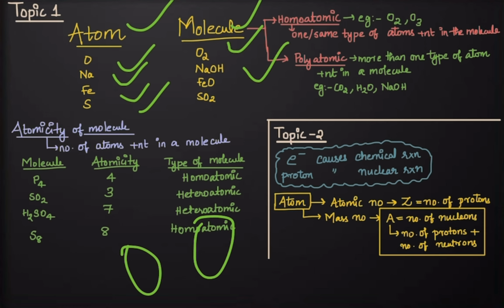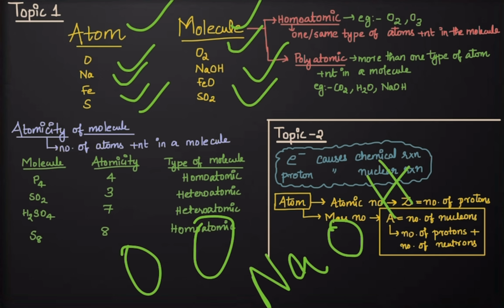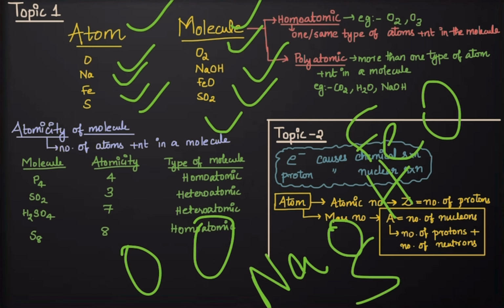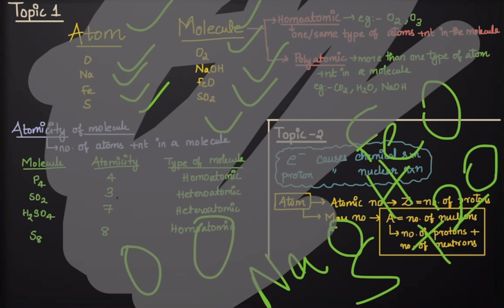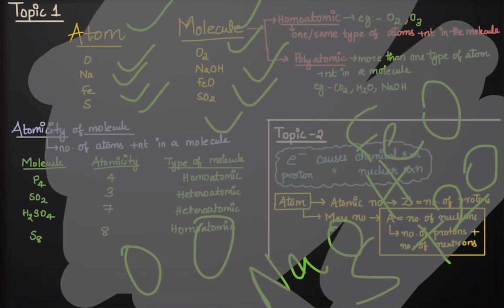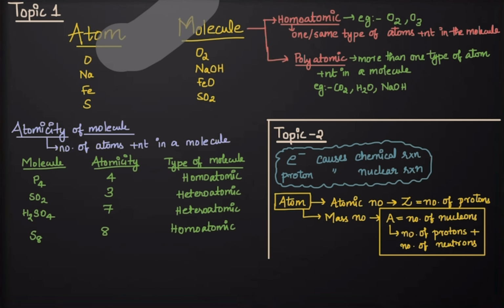In the case of NaOH, that is sodium hydroxide, one atom of Na, one atom of oxygen, and one atom of hydrogen are present. FeO means iron oxide: one atom of Fe and one atom of oxygen. In the case of SO2, sulfur dioxide, one atom of sulfur plus two atoms of oxygen are present. So this is all about atoms and molecules. Only one element is present in an atom, and in a molecule, more than one atom is present.